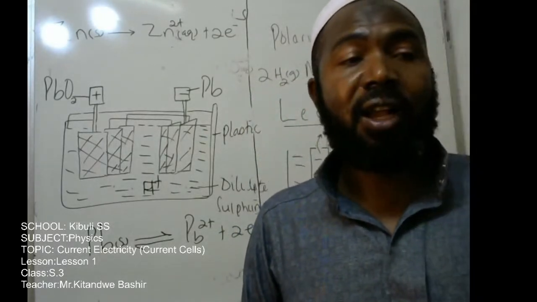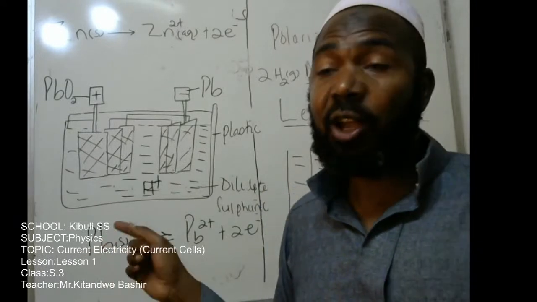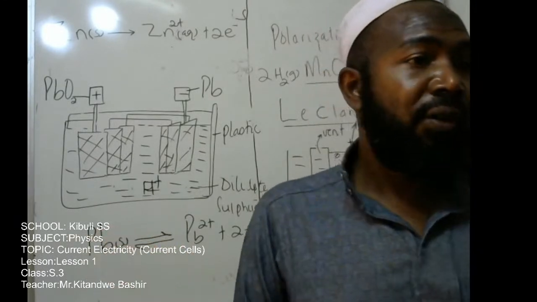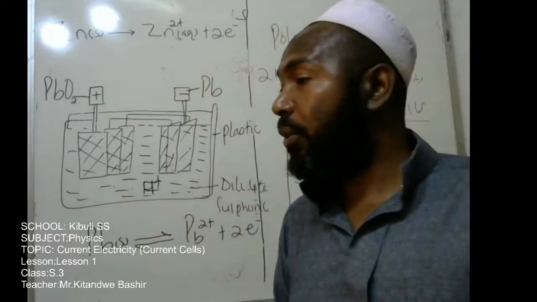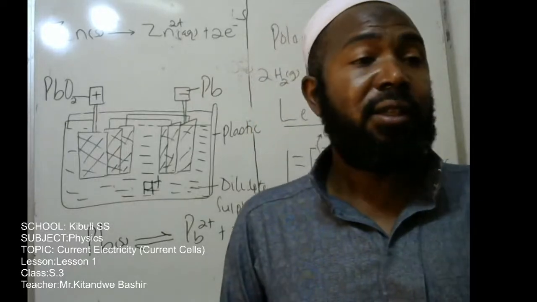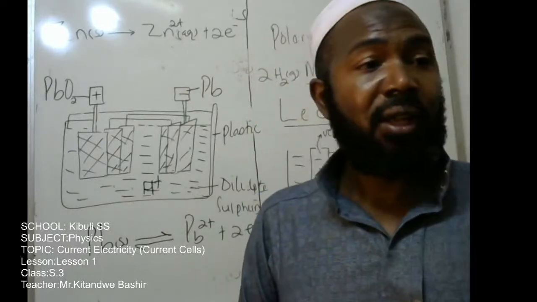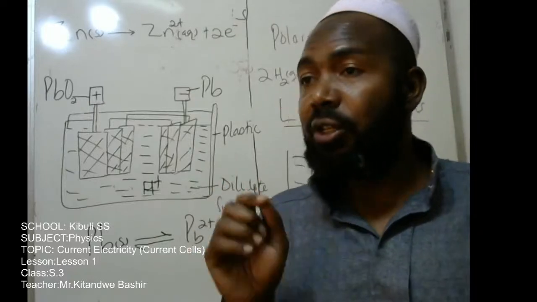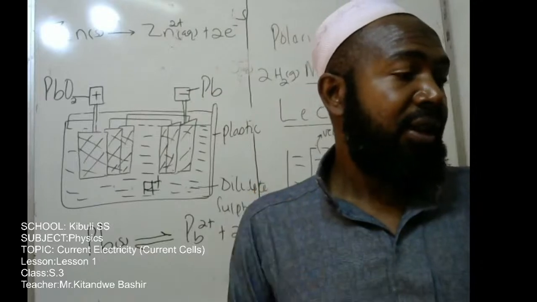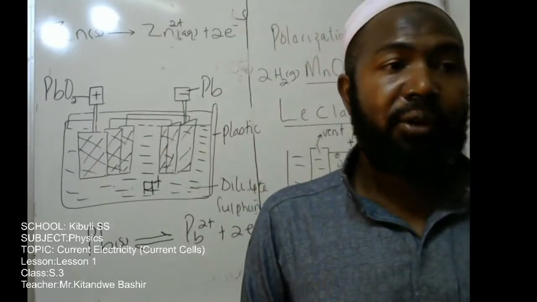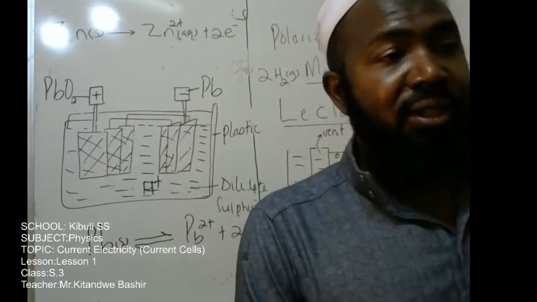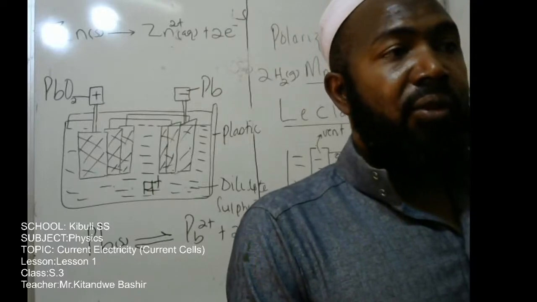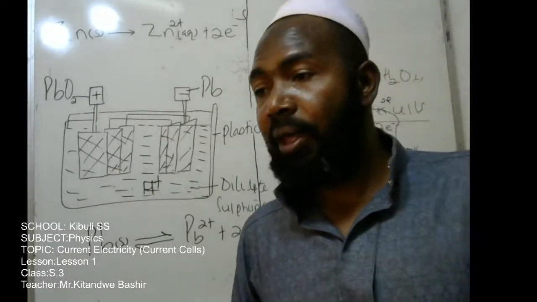So when it is fully charged, the relative density of the electrolyte is 1.25, and as it discharges it reduces, and when it is fully discharged it is about 1.1. Then once it is discharged, you can take it for charging.